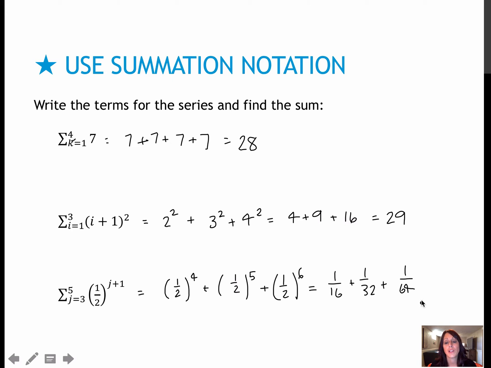And then, of course, to add all of those together, I would need a common denominator. So I would take this times 2 on top and on bottom. And I would take this times 4 on top and on bottom. And I would end up with 4, 5, 6, 7, 64ths.